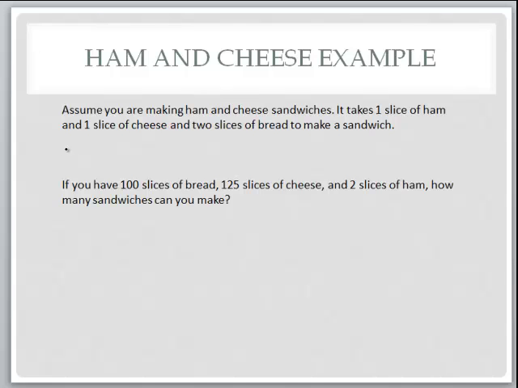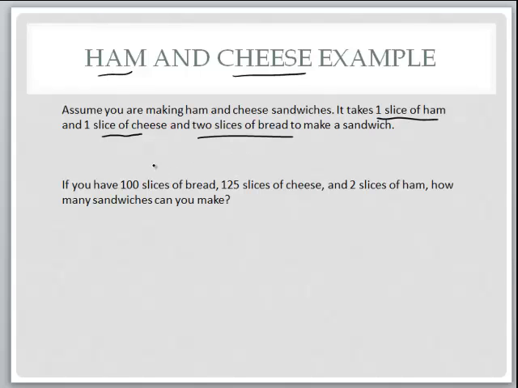The idea is when you react two things together in a chemical reaction, one of those things is going to run out before the other thing. And there's a classic example of the ham and cheese example. So for example, let's say you are making ham and cheese sandwiches and it specifically takes one slice of ham, one slice of cheese, and two slices of bread to make a sandwich.